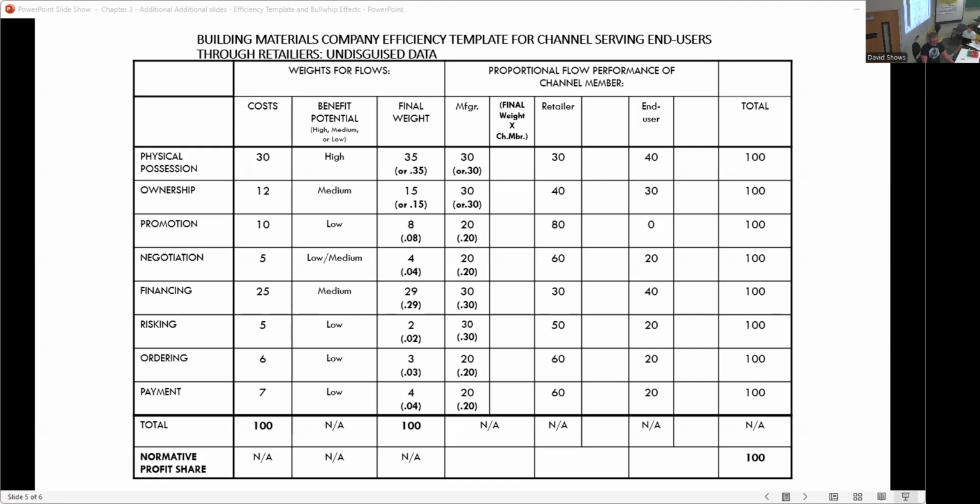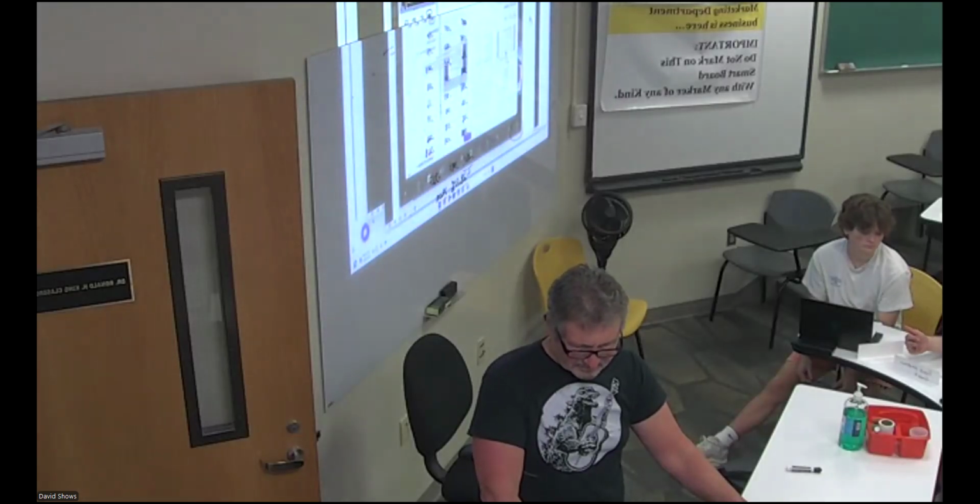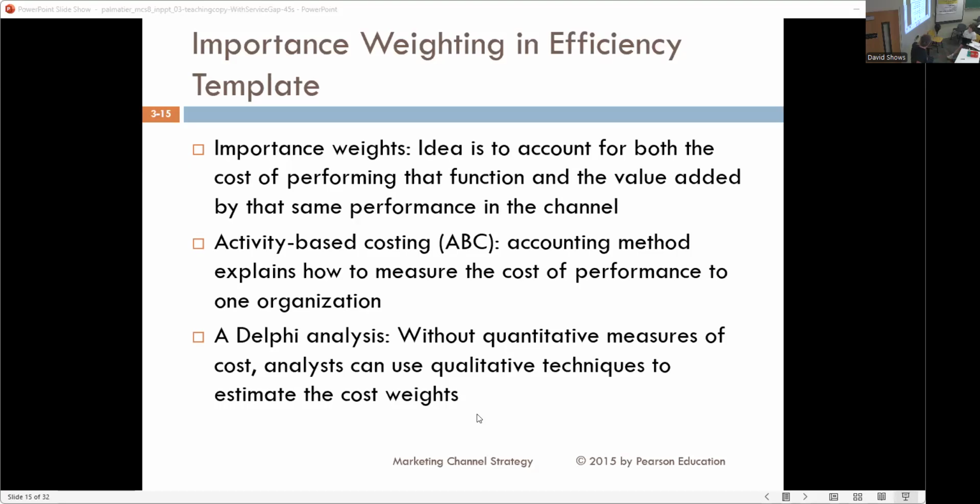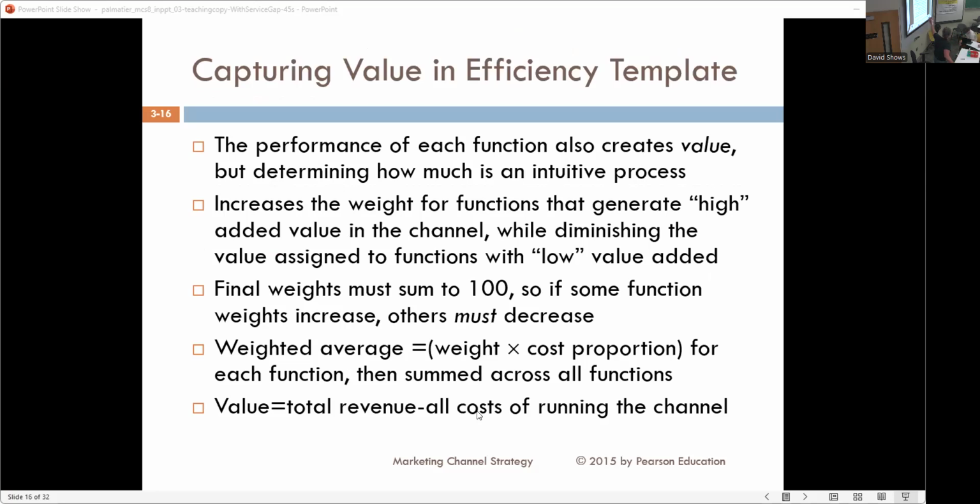So I'm going to go over one last thing. I talked about the important weights. I talked about activity-based costing. Activity-based costing, by the way, is also part of what's known as zero-based budgeting, in which you start with a clean sheet and you cost out each good you buy based upon the measure of their performance. You don't have to know about Delphi analysis, but it is used to create quantitative measures. So this is basically what we went through.